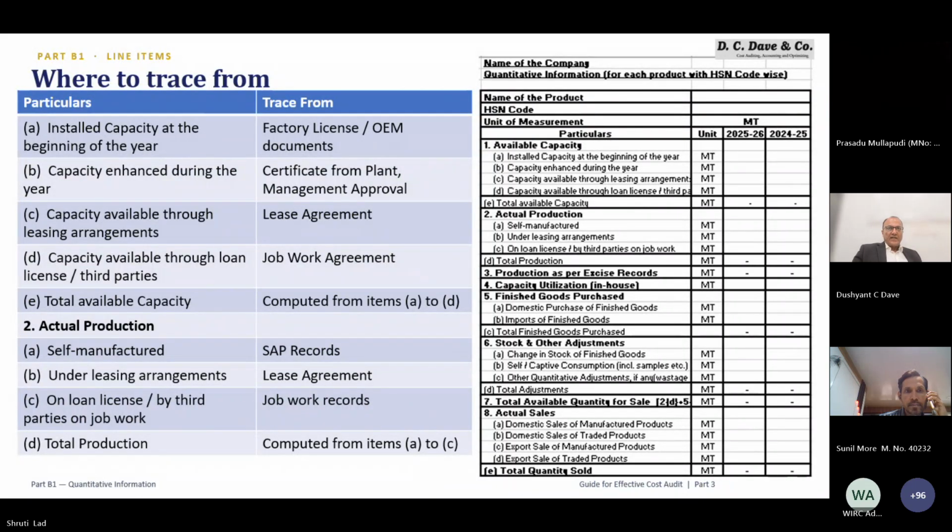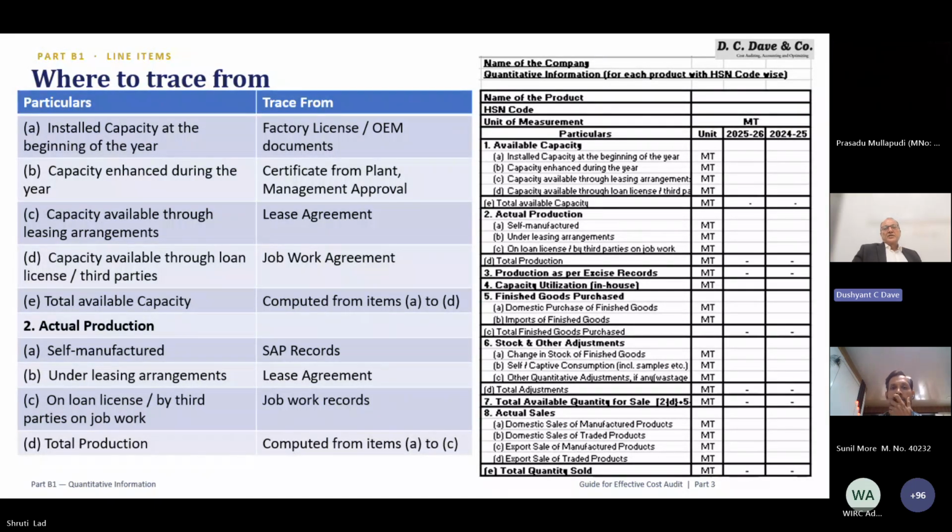Now, having defined the capacities, as you can understand, these are also very important figures for the cost auditor to arrive at and to know, so that he can understand where the company comes from. Then we go to the actual production. The self-manufactured is next. So where do you get the self-manufactured production from?